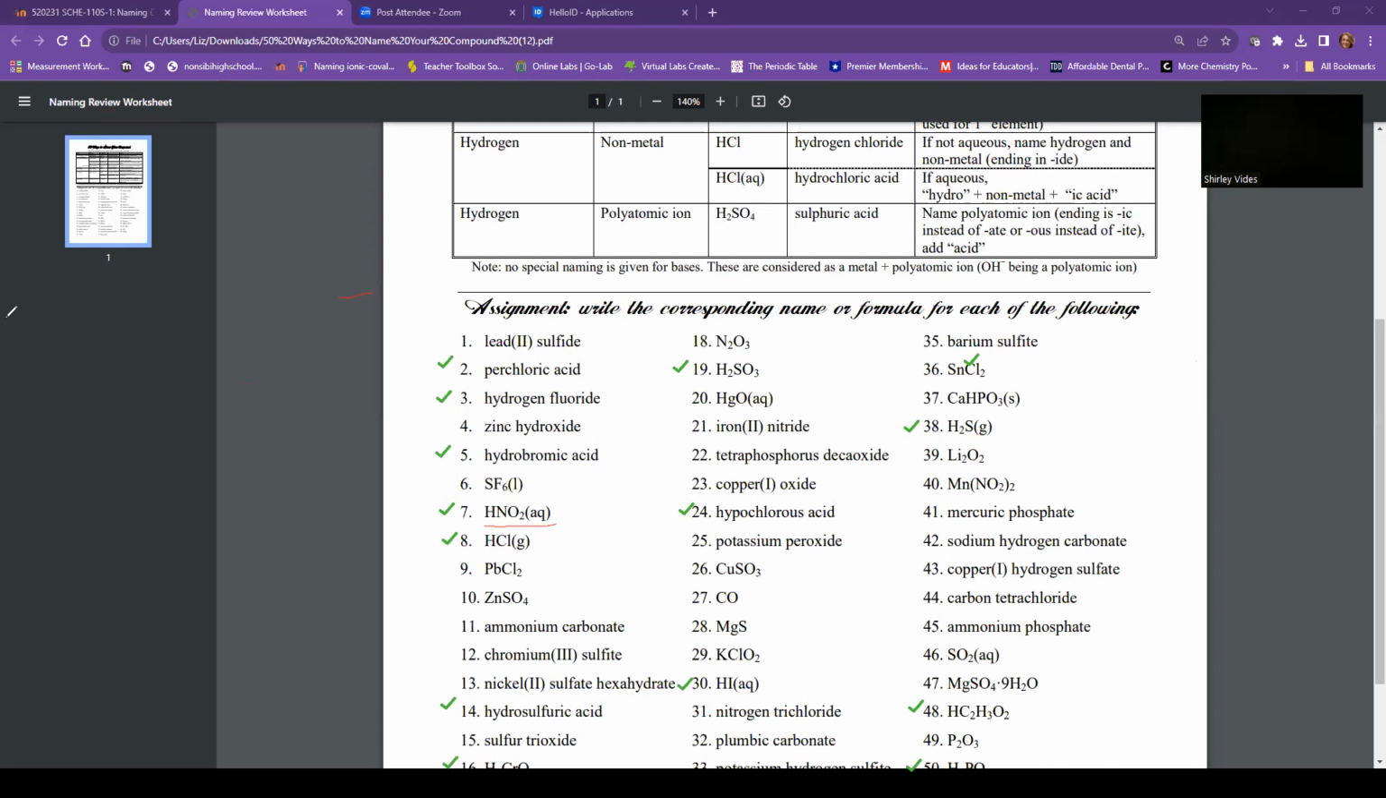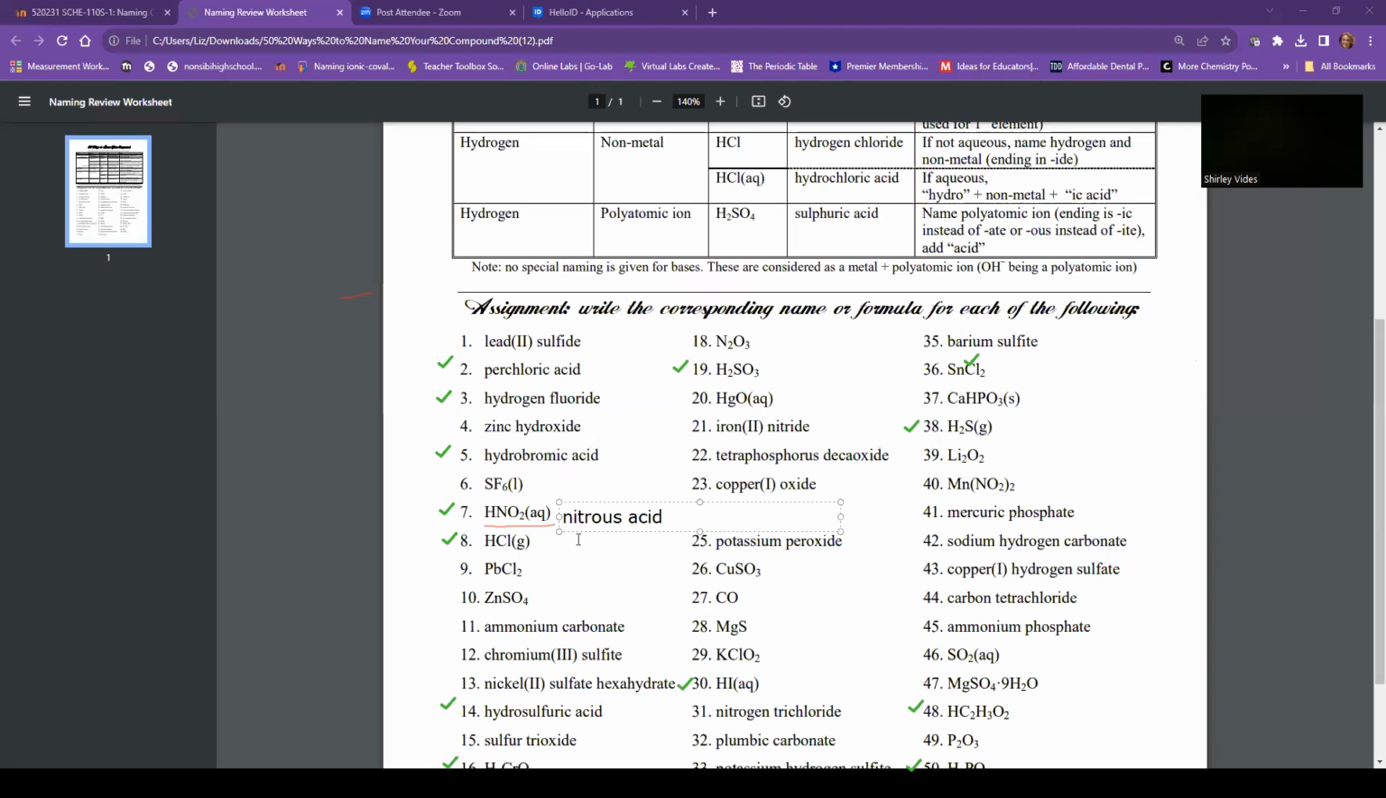HNO2. Okay, so we know it's an acid because it starts with H. NO2 is what? If you look up in your polyatomic ion sheet, you will see that NO2 is nitrite, right? And nitrite, ite changes to OUS. So I'm just going to type it in here next to it. This is nitrous acid. You see?